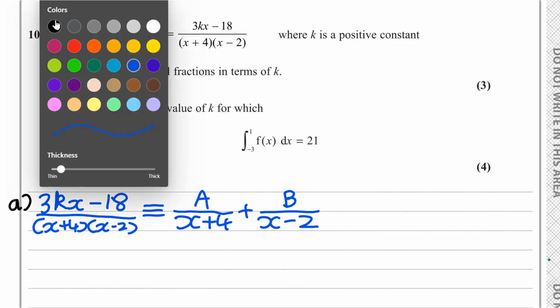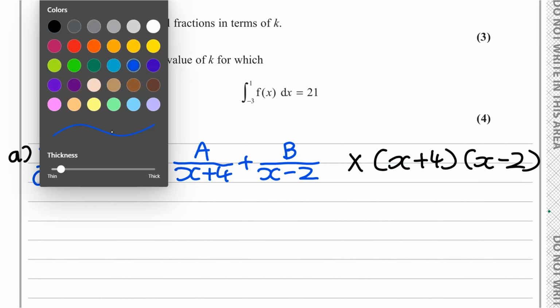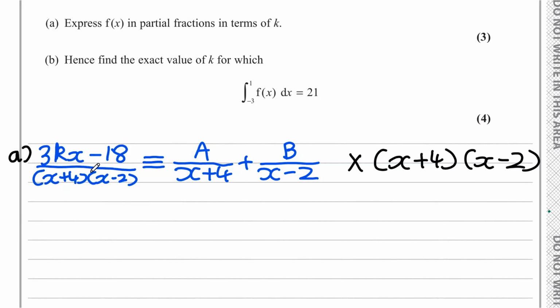Okay, so the first step is we're going to multiply everything in this equation here by this denominator, x plus 4, x minus 2. So we're going to multiply everything by x plus 4 x minus 2. So if we do this, firstly on this side of the equation, the denominator will cancel out and just leave us with 3kx minus 18. And then with this term here, this x plus 4 denominator will cancel out this x plus 4 bracket to leave us with a multiplied by x minus 2.